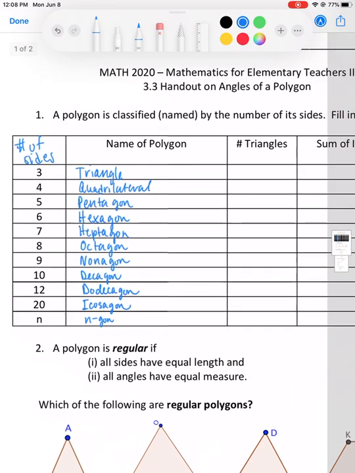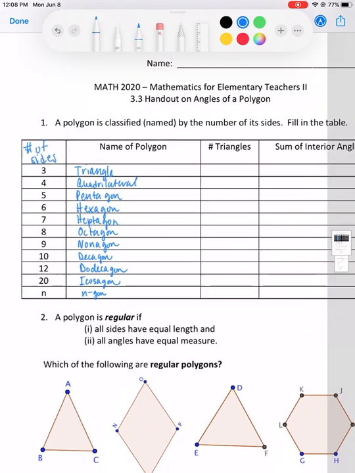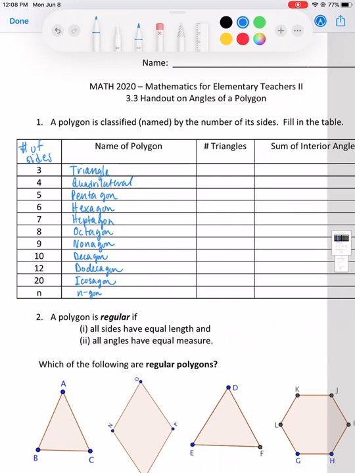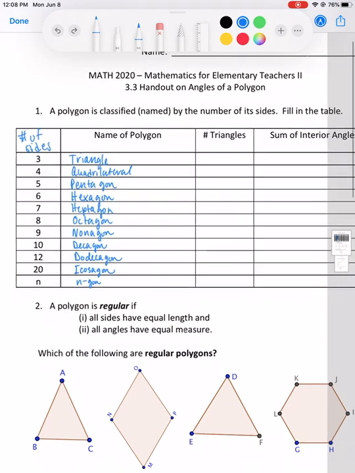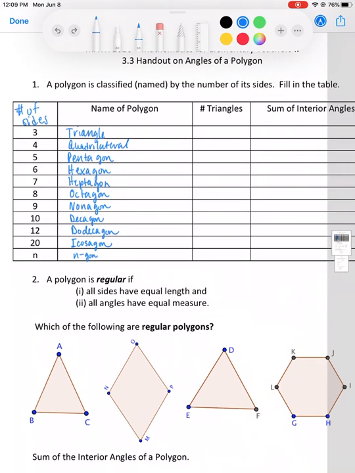Now what we're doing in this table is that we're also thinking about the number of triangles. And what the number of triangles will do is help us find the sum of the interior angles. And that's our goal, to find the sum of the interior angles of any polygon. What are all of those angles added together? And we have some example polygons down here, and interior angles means these ones right here. So inside the triangle, we have these angles here.